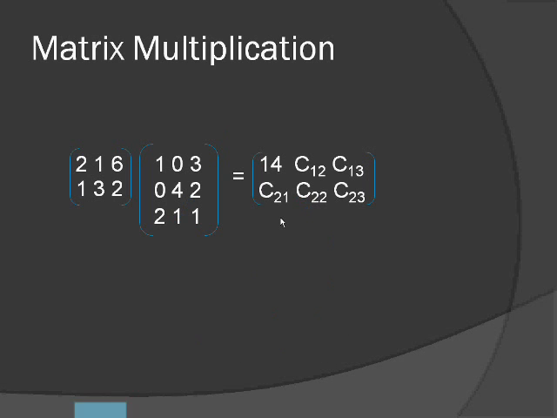We will take the first row, which consists of 2, 1, and 6, and multiply it with the first column, which consists of 1, 0, and 2. When we sum the answers, we will get 14. We begin with 2 multiplied by 1, plus 1 multiplied by 0, plus 6 multiplied by 2. The answer will be 14.